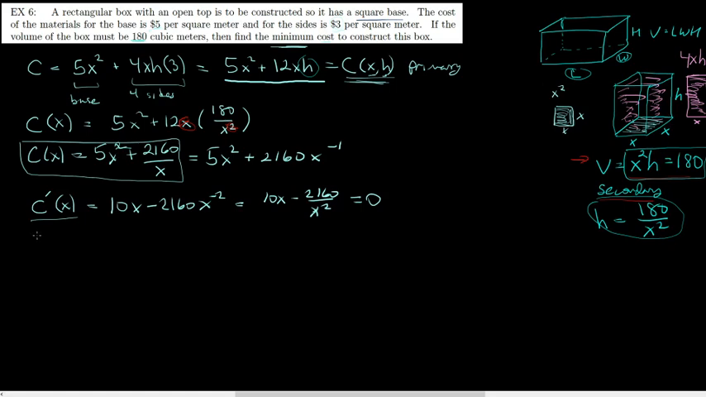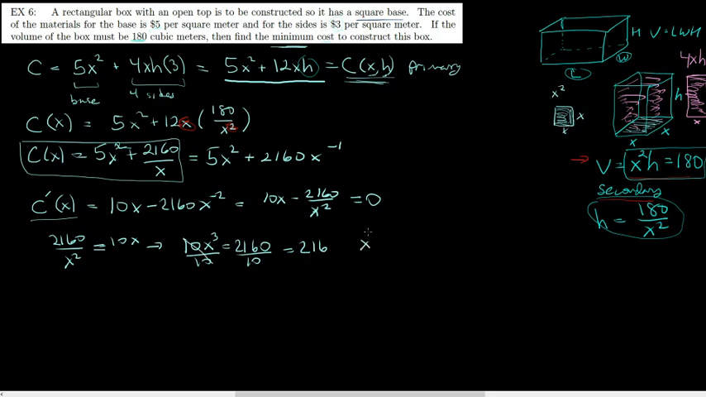So I think we can solve this pretty easily. We get 2160 over x squared equals 10x. So multiply by x squared, and you get 10x times x squared, which is x cubed, equals 2160. Divide by 10, and you're going to get 216 for x cubed.